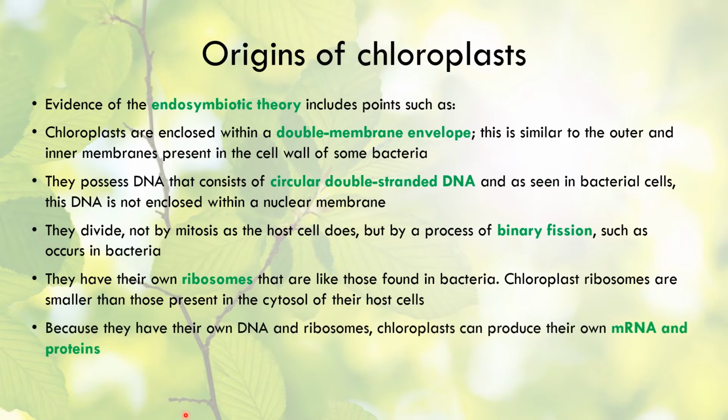Because they have their own DNA and ribosomes, chloroplasts can actually produce their own messenger RNA and proteins. So they don't need the cell to do this for them. They can do this themselves. And lastly, their sizes fall within the size range of bacterial cells. So all of this evidence points to the fact that we believe that chloroplasts may have originated before being incorporated into a cell.